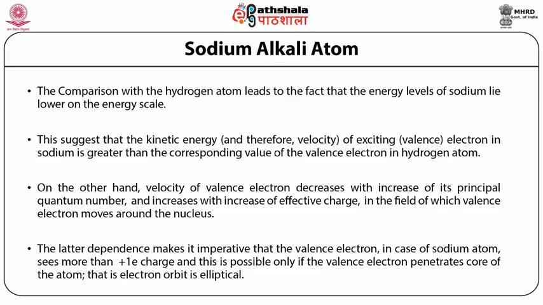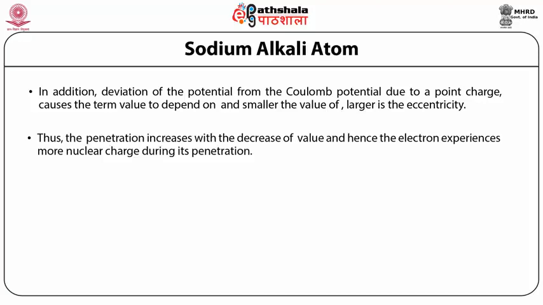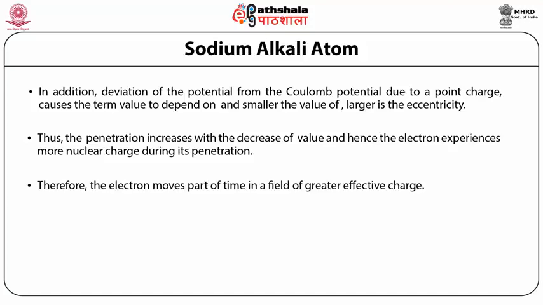The latter dependence makes it imperative that the valence electron in the case of the sodium atom sees more than plus 1 e charge, and this is possible only if the valence electron penetrates the core of the atom, that is, the electron orbit is elliptical. In addition, deviation of the potential from the Coulomb potential due to a point charge causes the term value to depend on l, and the smaller the l value, the larger is the eccentricity. Thus, the penetration increases with the decrease of l value, and hence the electron experiences more nuclear charge during its penetration. Therefore, the electron moves part of the time in a field of greater effective charge.